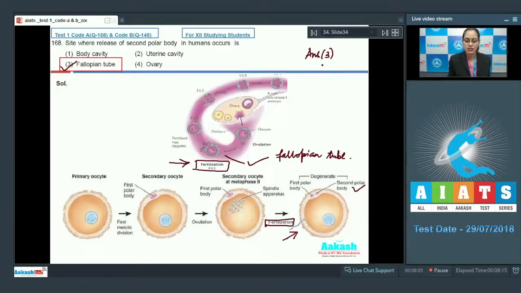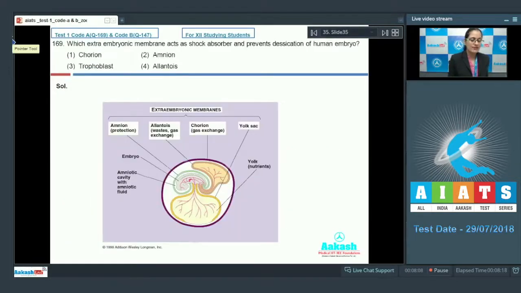Now let's proceed to the next question. Question number 169. Which extra-embryonic membrane acts as shock absorber and prevents desiccation of human embryo? So we know that the human embryo consists of 4 types of embryonic membranes. The first embryonic membrane is amnion, and this amnion provides protection to the embryo because the embryo is enclosed within an amniotic cavity which is filled with amniotic fluid, which will act as a shock absorber. So it is this amnion which will act as a protective layer.